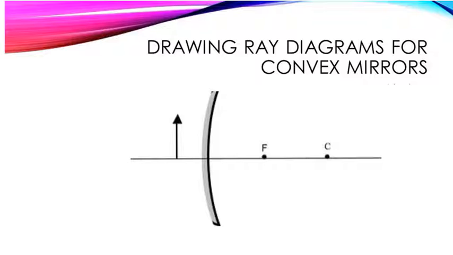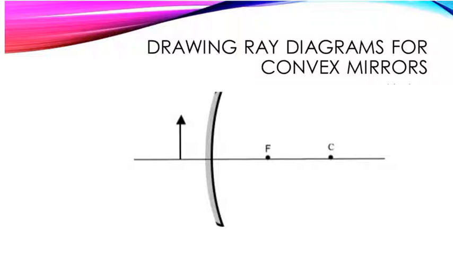Alrighty, so the first line that we're going to draw is going to be drawn parallel to the principal axis. It's going to stop at the mirror. The second line that we're going to draw is going to line up with the focal point and again, stop at the mirror. Make sure you draw your arrows in to show which way the light is traveling.